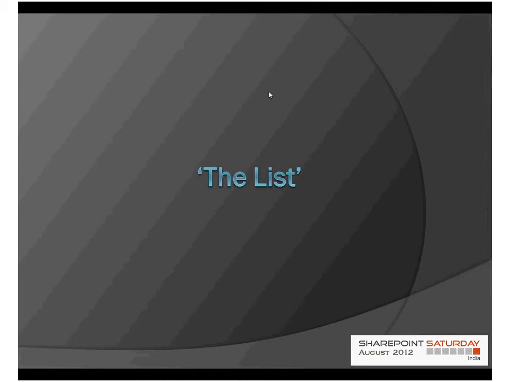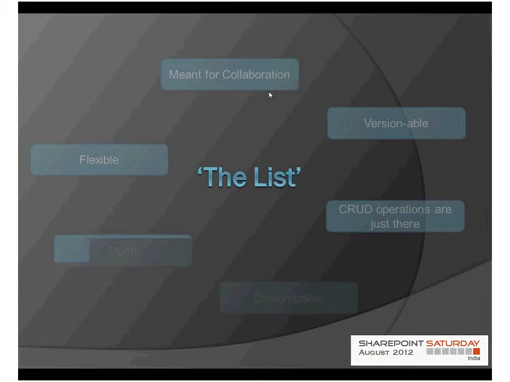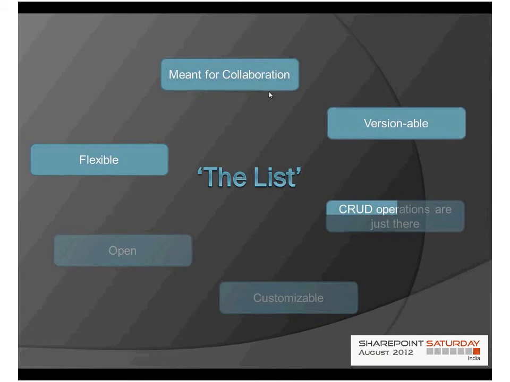Now, if you look at the characteristics of a list, or what a list is meant to do, it's meant for collaboration. It's flexible, in the sense that you can add additional columns, or change columns at will. There's the whole UI for that. You can do it for a list. It's open. By open, I mean it's not something that is locked down or closed, where you have to do something special to expose the data in it.